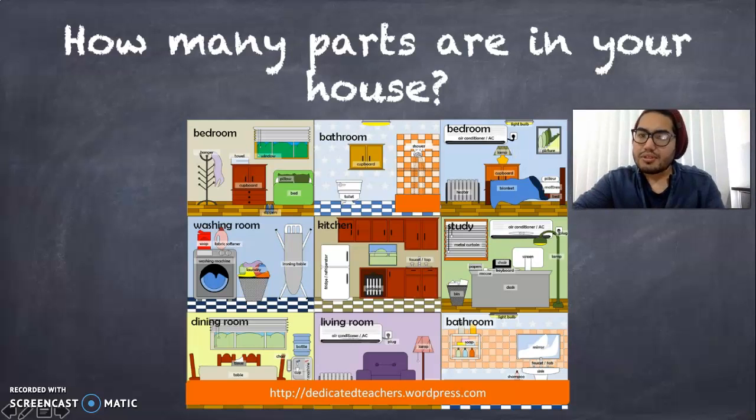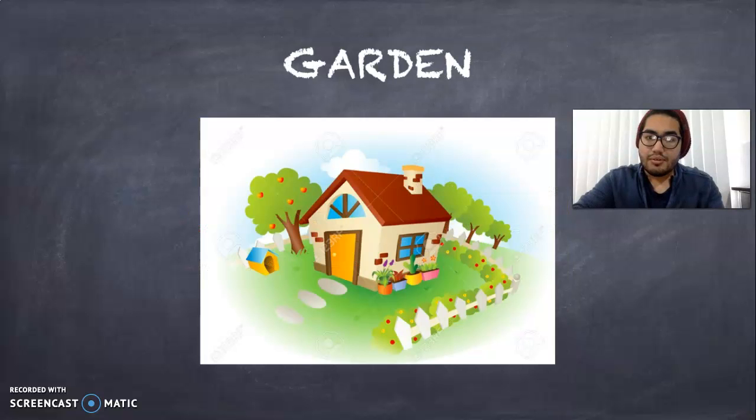First, how many parts are in your house? How many rooms do you have? Rooms are the parts of the house. A room can be outside or it can be inside your house. For example, we have the garden. The garden is the one that has flowers, grass, trees. Maybe your dog goes outside and plays outside. It's the garden. It's where it's green. It's a room outside the house.